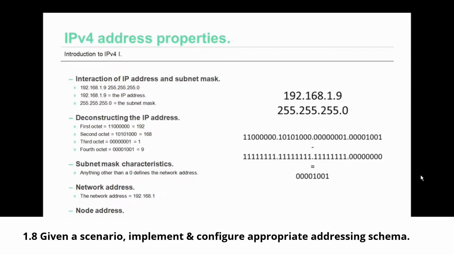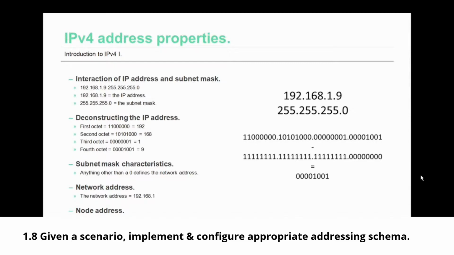So we can do that by deconstructing the IP address. The first octet would be 11 followed by 6 zeros. That equals 192. The second octet is 10101 followed by 3 zeros. That equals 168. That third octet's real easy. It's 7 zeros followed by a 1. And then we have the fourth octet, which is 4 zeros, a 1, 2 zeros, and a 1. That equals 9.